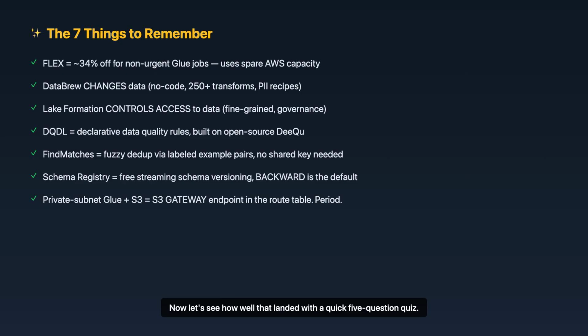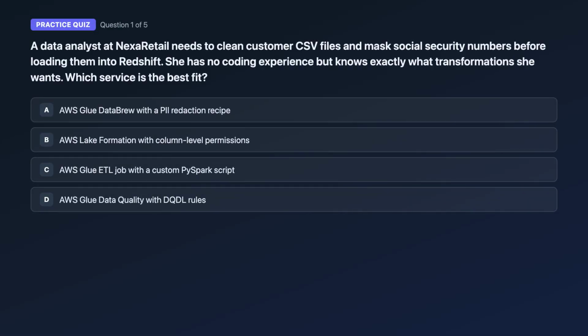Now let's see how well that landed with a quick 5-question quiz. Question 1. A data analyst at Nexer Retail needs to clean customer CSV files and mask social security numbers before loading them into Redshift. She has no coding experience but knows exactly what transformations she wants. Which service is the best fit?